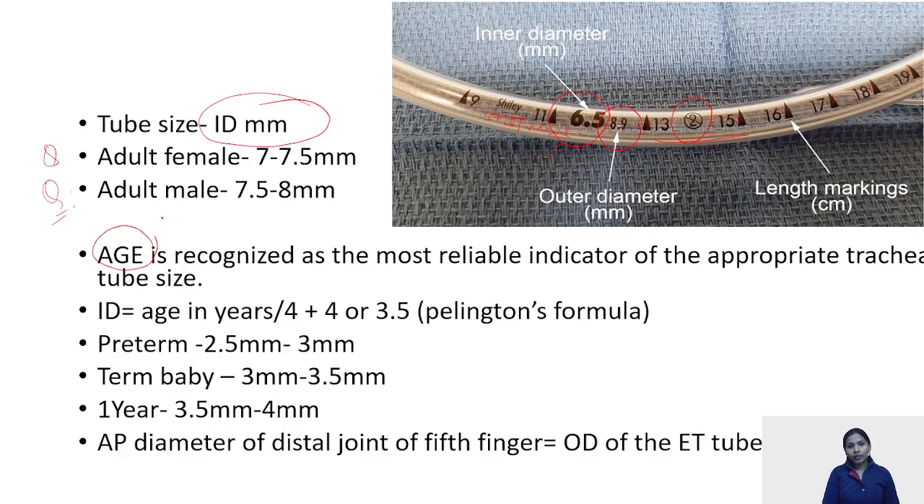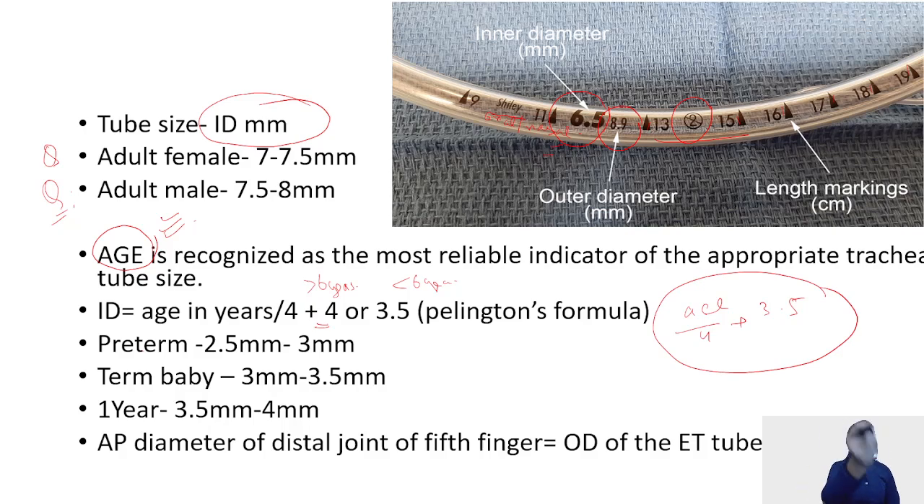Then age. When we talk about how you can calculate the size of the tube which is required, it is the age which has been recognized as the most reliable indicator of the appropriate tracheal tube size. When we talk about the internal diameter, especially in pediatric cases, it is age in years upon 4 plus 4 in more than 6 years. And when it is less than 6 years, we have age upon 4 plus 3.5. Generally, till 12 years of age, we use this formula.